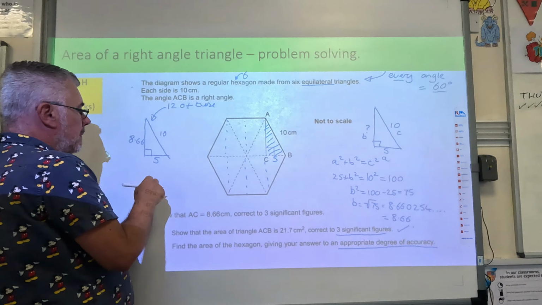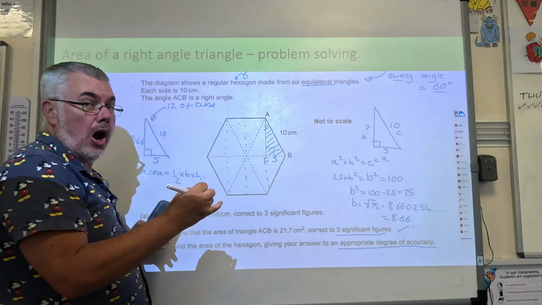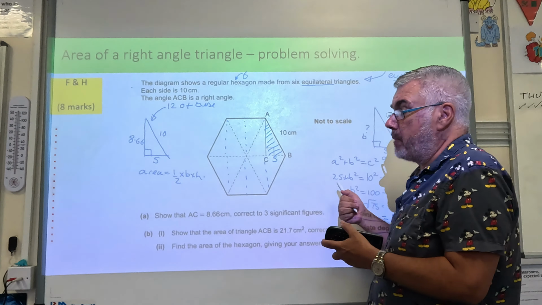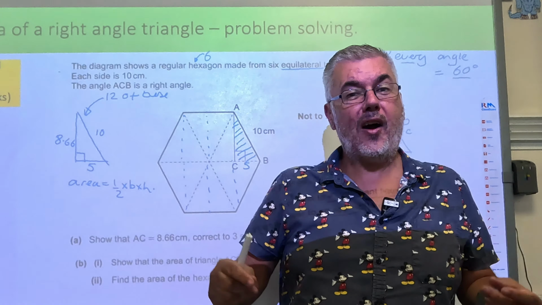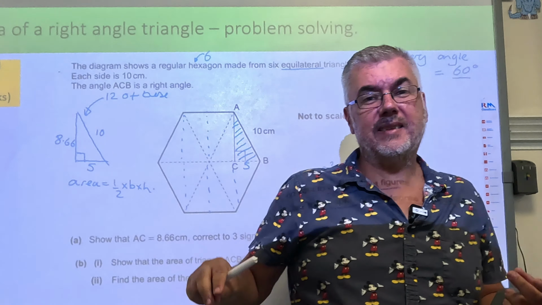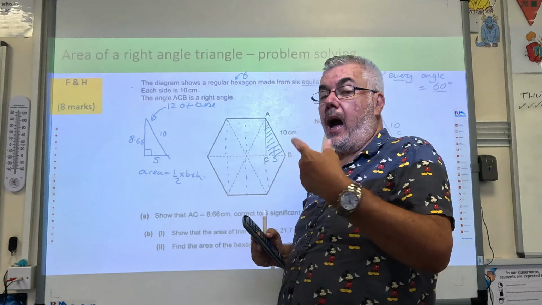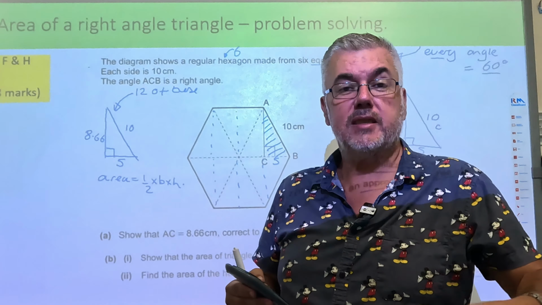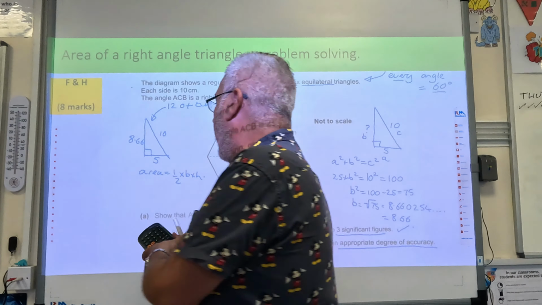So I'm going to do the area of a triangle. It's a half times the base times the height. I use a little song to help me remember this: I multiply the base times the height, then halve it. Try and get that fixed in your brain. Keep saying it to yourself.